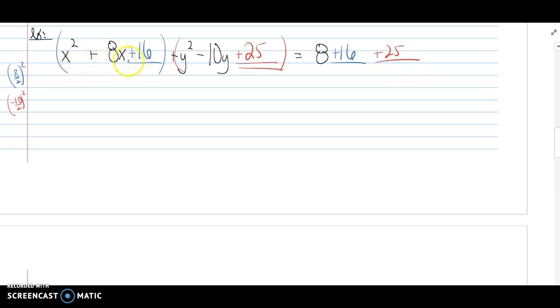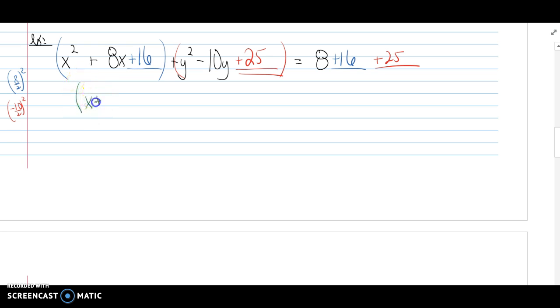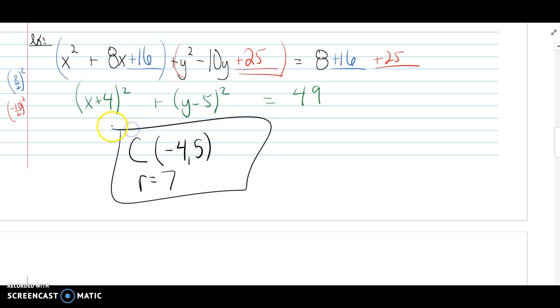Now going to the next step, when I look at the x's, I want to factor that. The two numbers that multiply to 16 and add to 8 are 4 and 4. So we're going to factor it as (x plus 4) squared, and it's no coincidence that half of 8 is 4. Over here, the two numbers that multiply to 25 and add to -10 are -5 and -5. Again, half of that number. So (y minus 5) squared equals, and then when we add up all of these values, that comes out to 49. Now we can answer the question. The center is -4 comma 5, and the radius is the square root of 49, 7.